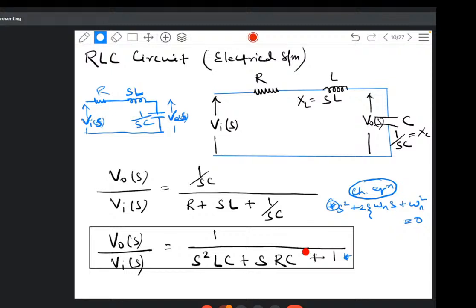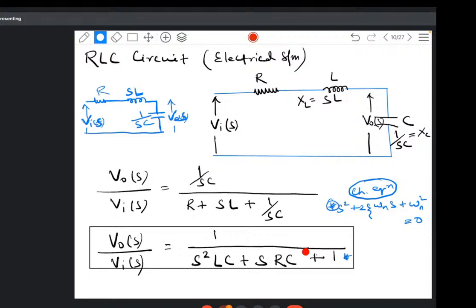From there, I have found the roots of the characteristic equation, which are nothing but the poles of the closed loop transfer function, and the roots came as S equal to minus zeta omega n plus minus j omega n under root 1 minus zeta square, where I've seen that zeta omega n is nothing but the attenuation factor or the damping factor. And omega d, which is the damped frequency of oscillation, was omega n under root 1 minus zeta square.